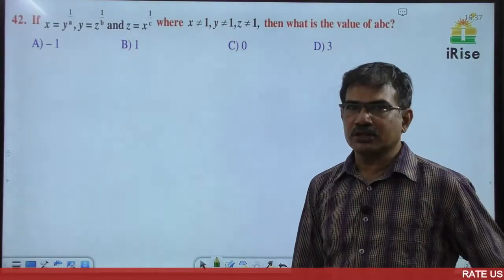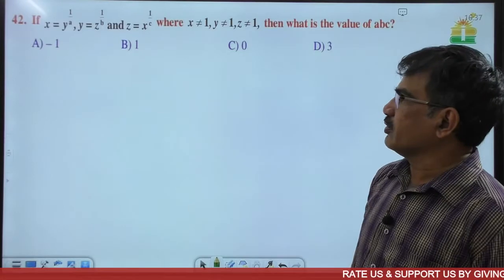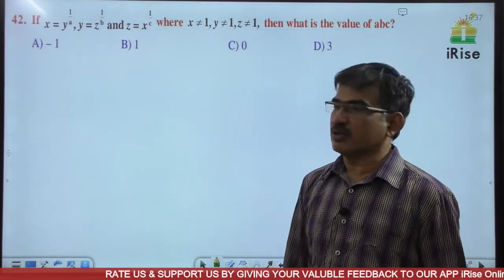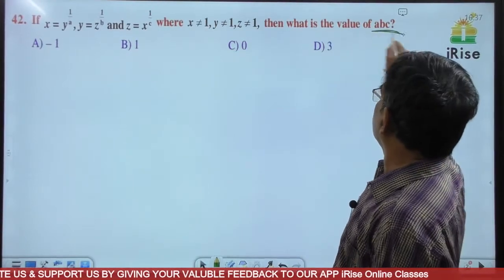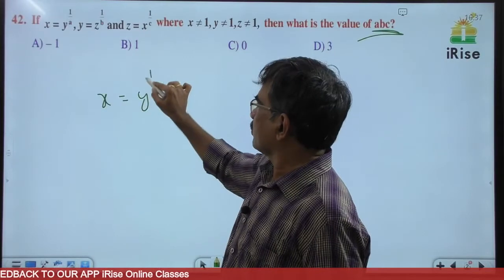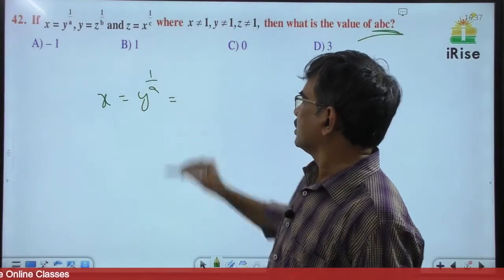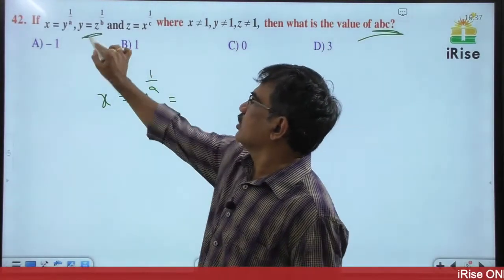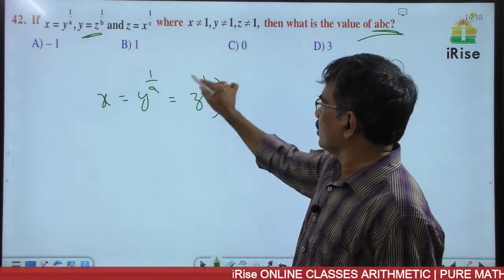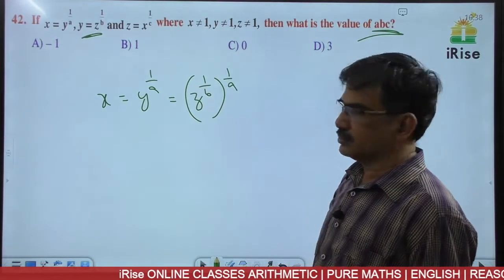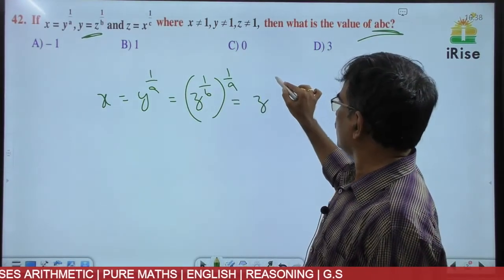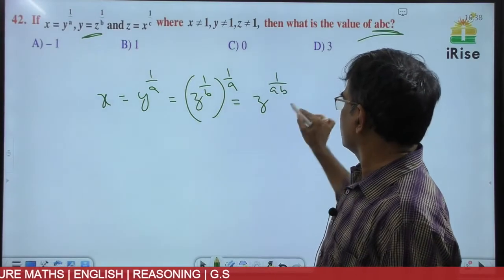It's a very simple question. x is equal to y power 1 by a, y is equal to z power 1 by b, and z is equal to x power 1 by c. What is the value of abc? Here x is equal to y power 1 by a. In the place of y, I put z power 1 by b, whole power 1 by a. This is nothing but z power 1 by ab.